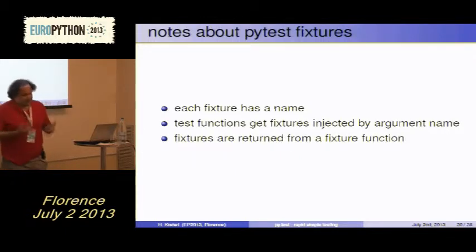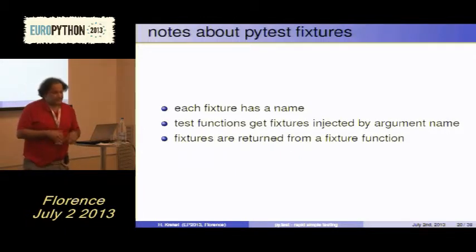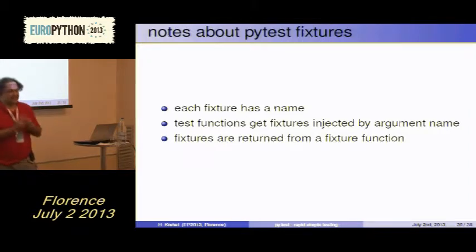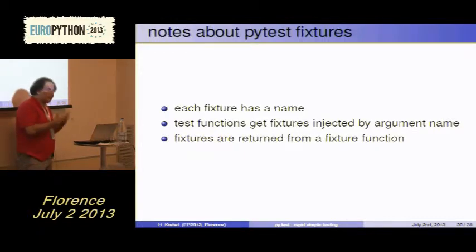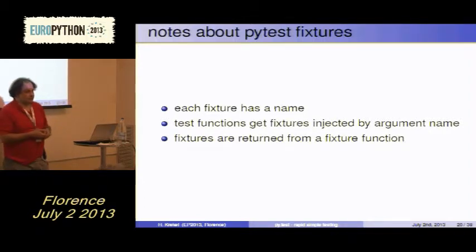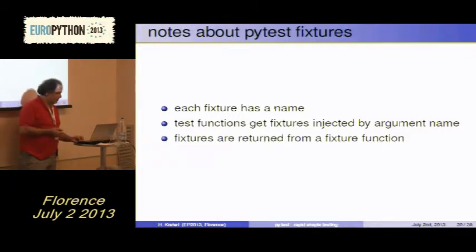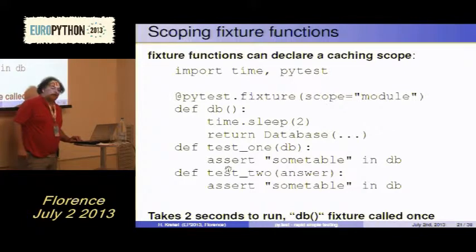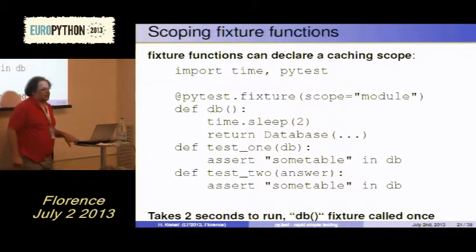Just to make sure that everybody understands this, each fixture has a name, and the test functions get fixtures injected by looking up a fixture function that satisfies that name. And the fixture functions just return the fixture value. So that's the basic description of this mechanism. That's not all that you can do. There are lots of things that you can do with fixtures on top of that.